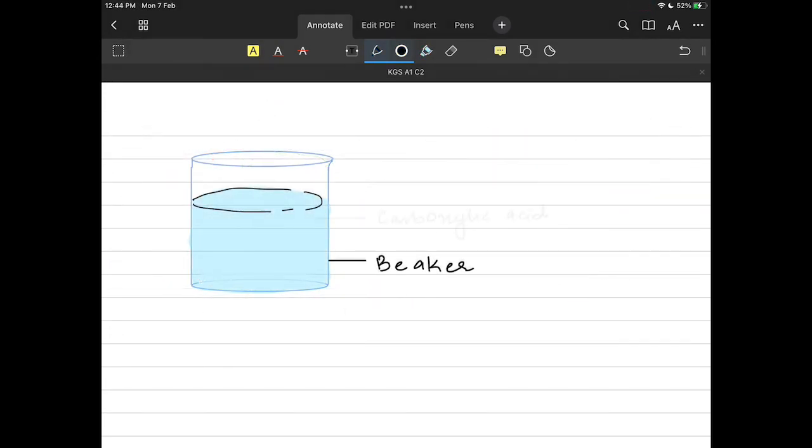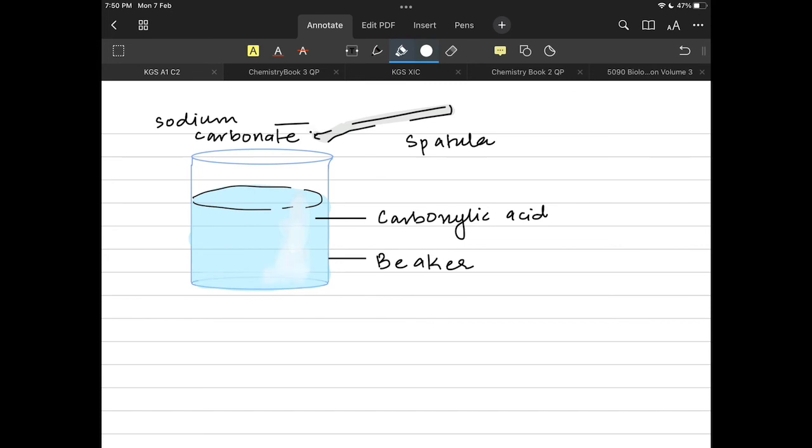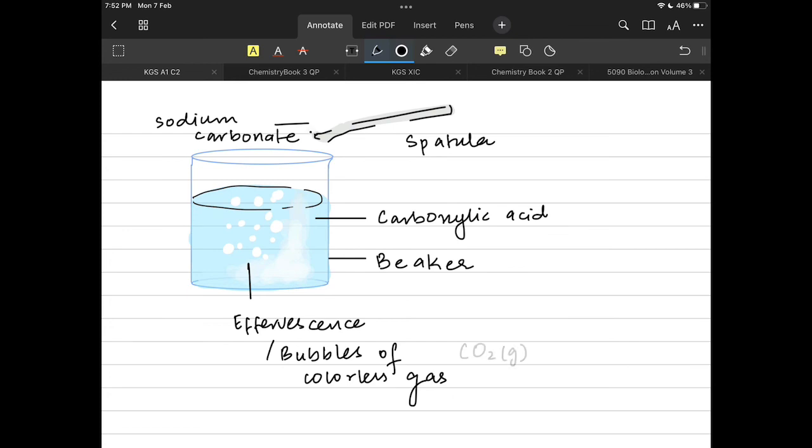Now imagine, guys, a beaker with a carboxylic acid sample in it and I add sodium carbonate, much like the equation that we did earlier. What would be the observation, guys? So it has to be the bubbling, or you can say fizzing or effervescence, because the carbon dioxide is going to be released. So we can say effervescence or bubbles of colorless gas because of the carbon dioxide. Because every time a carbonate reacts with a carboxylic acid, we see carbon dioxide being produced. And this is a test for carboxylic acids.